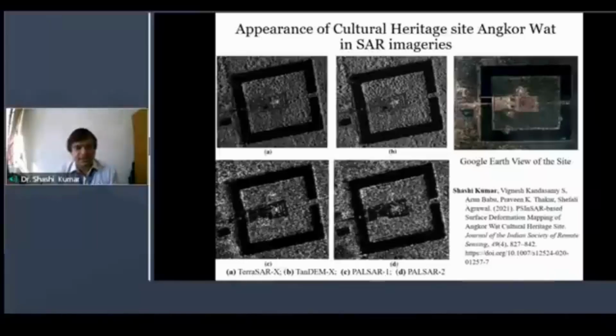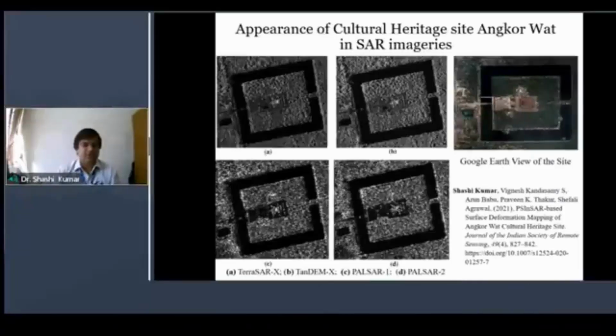So here I have given the SAR imageries. The SAR is basically synthetic aperture radar sensor. So this synthetic aperture radar sensor is an active imaging microwave remote sensing sensor which is capable to generate high spatial resolution imageries.